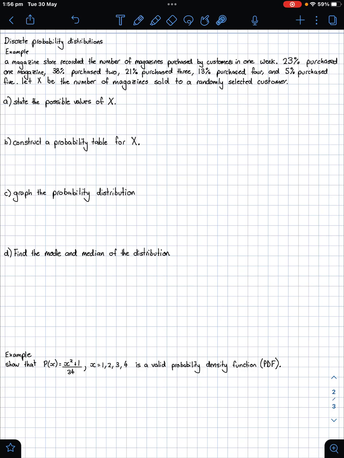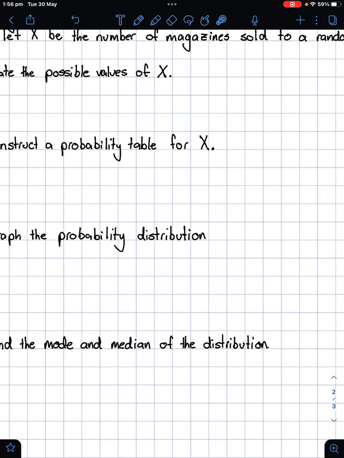Continuing on, we've started discrete probability distribution. So the example question here is: a magazine store recorded the number of magazines purchased by customers in 1 week. 23% purchased 1 magazine, 28% purchased 2, 21% purchased 3, 13% purchased 4, and 5% purchased 5. Let X be the number of magazines sold to a randomly selected customer. State the possible values of X.